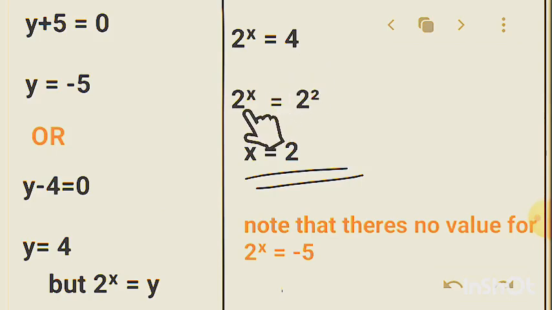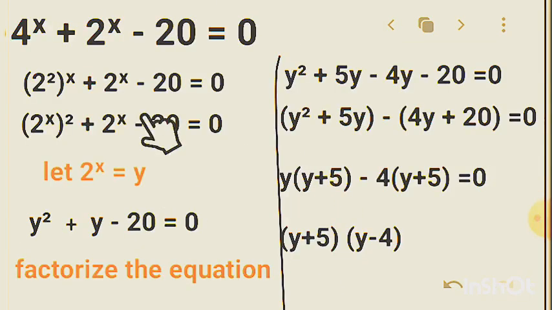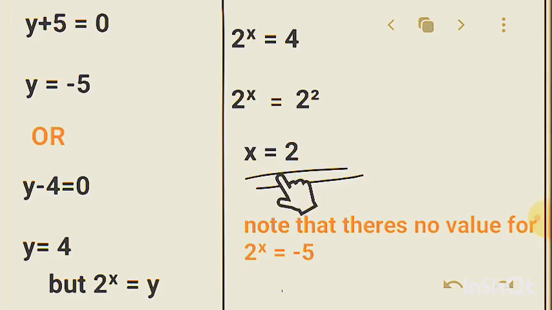2 raised to the power x is equal to 4, and we want to equate the bases. So in equating the bases, you see that 4 is 2 raised to the power 2. Because the bases are the same, the powers are the same also. We equate the powers, meaning that x is equal to 2. Now for the value of y that is minus 5, that is 2 raised to the power x equal to minus 5. There is no value of x that will satisfy this equation. So the value of x in this equation is 2.